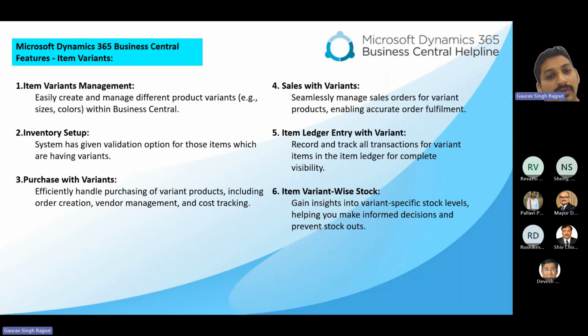Microsoft has given the features on inventory setup as well as on the individual item card, which we'll see in demonstration, practically in Business Central, in the next 5 to 10 minutes. We will also see how to pass the purchase related transactions with variant, by selecting multiple variants. We will also see the transaction related to item sales wise variant.